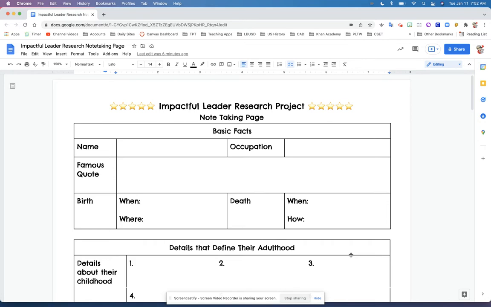Okay. Find a famous quote. That would be something that this person has said. You want to try and make sure that that quote comes from different spots that say the same person said that. Otherwise, it might not be an actual quote that the person said. Okay. Tell me when they were born and where they were born. And if they have passed, tell me when they passed and how. If they're not dead, then just say, still alive or something like that. Like Colin Kaepernick's still alive, so I'm going to say has not yet died.